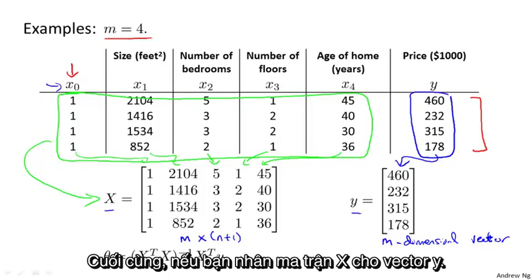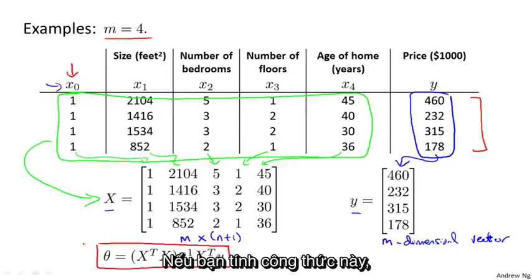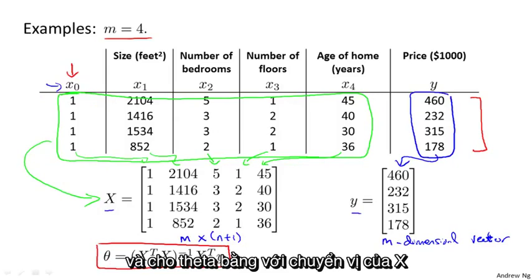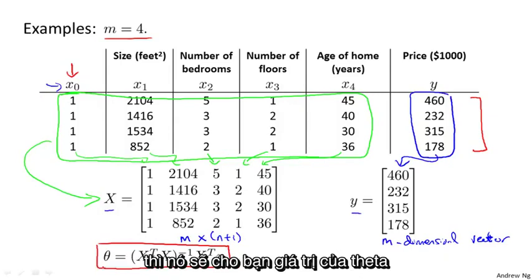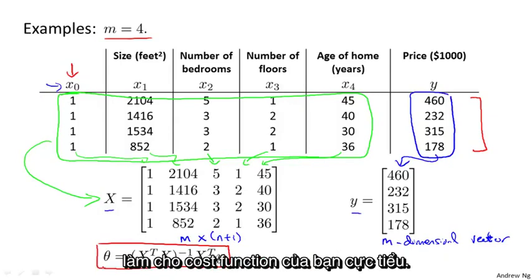Finally, if you take your matrix X and your vector y, and just compute this and set theta equal to (X transpose X) inverse times X transpose y, this will give you the value of theta that minimizes your cost function.